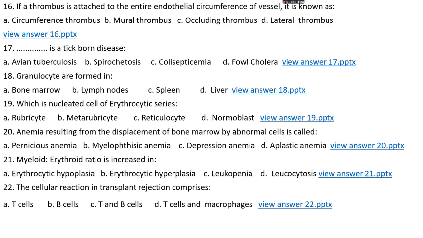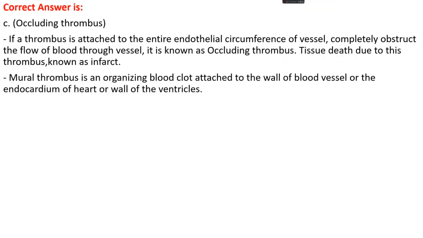Question number 16. If a thrombus is attached to the entire endothelial circumference of vessels, it is known as option A, circumference thrombus, option B, mural thrombus, option C, occluding thrombus, option D, lateral thrombus. The right answer is option C, that is occluding thrombus. If a thrombus is attached to the entire endothelial circumference of vessels and completely obstructs the flow of blood through those vessels, such a thrombus is known as an occluding thrombus. A thrombus is just a clot, platelet clotting, which is formed inside the blood vessels.